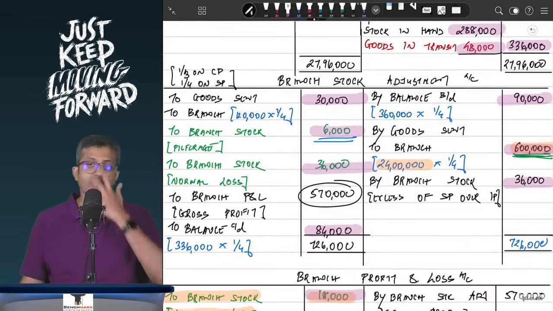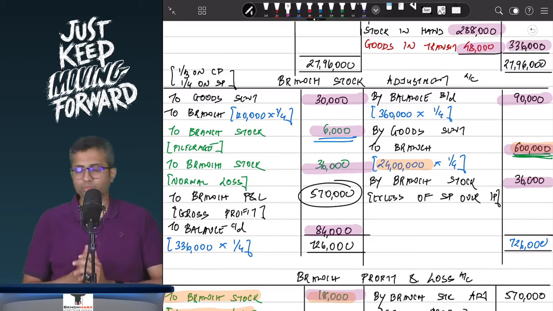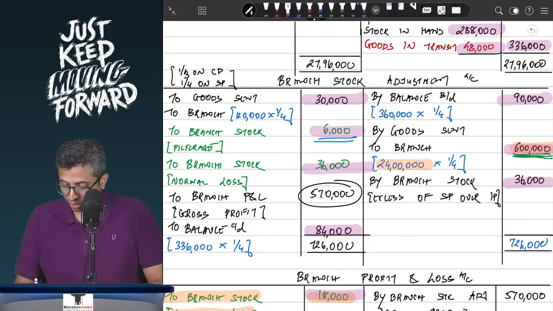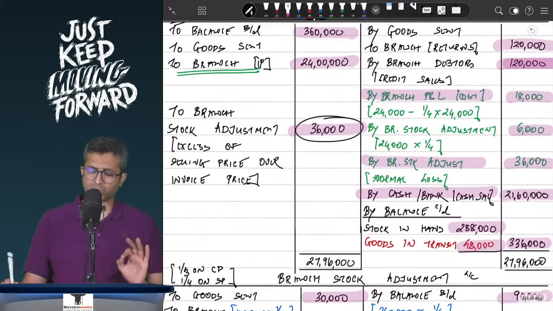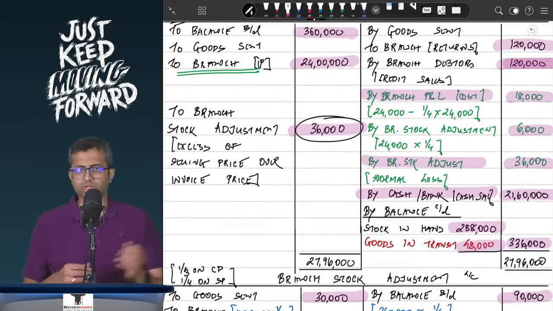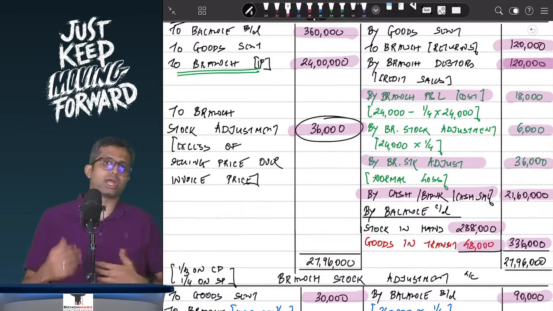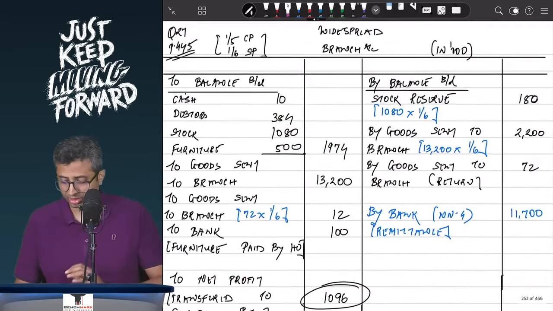So after all of this, if there's any difference, it will go to the branch stock adjustment account, because this might be excess selling price over the invoice price that you must have charged on possibly the sales, and then you calculate the difference in the branch stock adjustment account, which will go to the branch P&L, and that will give you your final net profit. So here what you have written in green, which is the impact for the pilferage, which is abnormal, and the other loss, which is normal, is the only thing which I believe is a little more crucial.